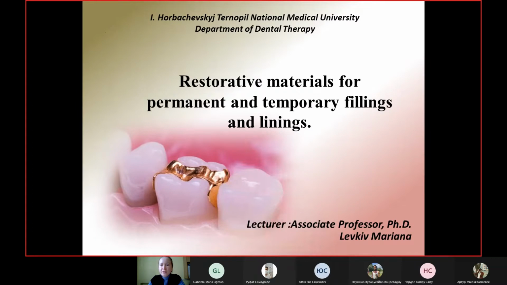So, restorative materials is the topic of today's lecture: restorative materials for permanent and temporary fillings and linings.